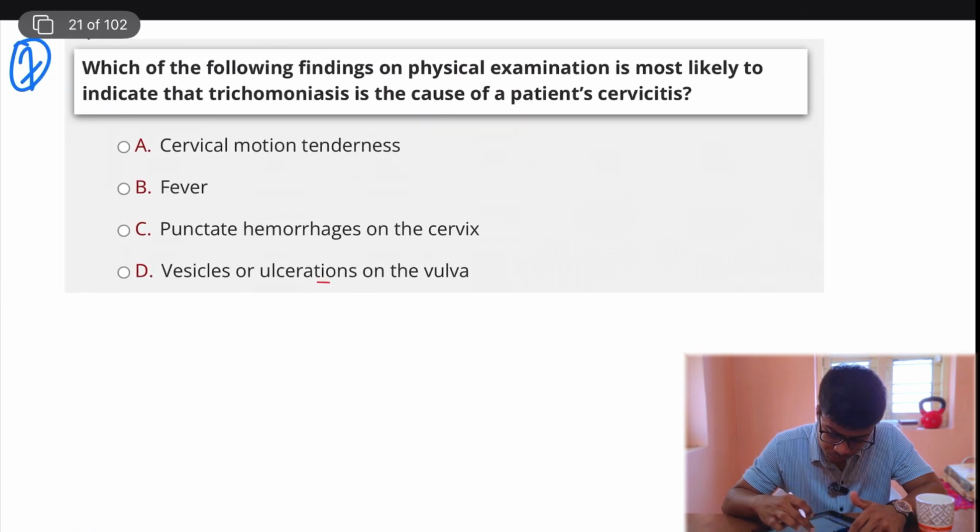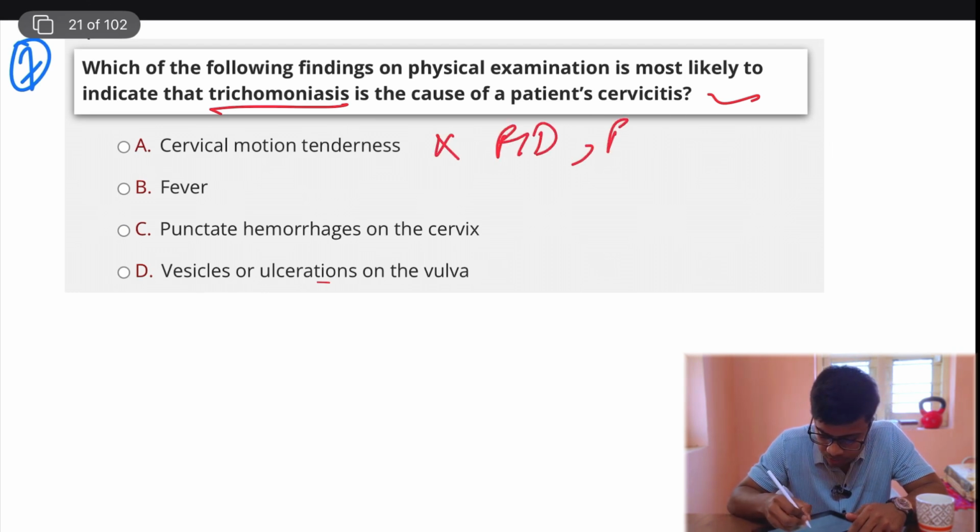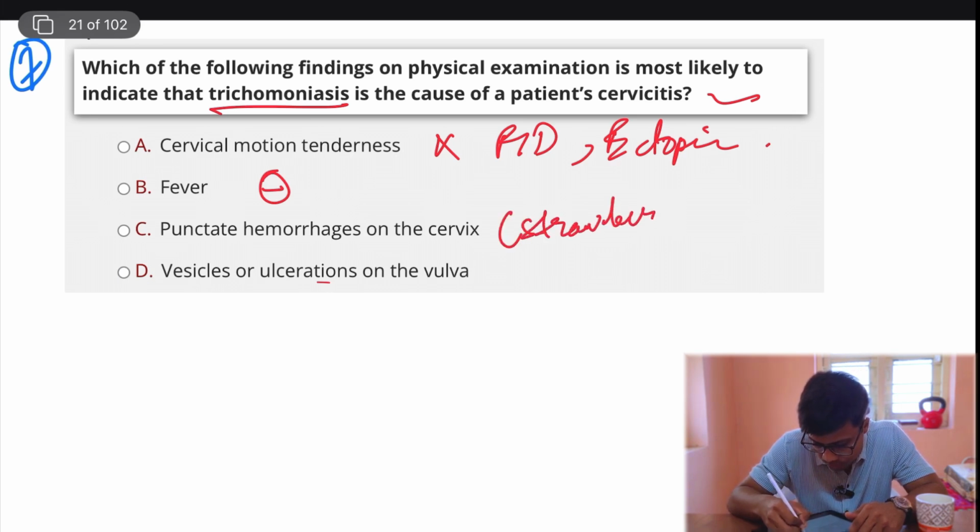Next question. Which of the following findings on physical examination is most likely to indicate that Trichomonas is the cause of the patient's cervicitis? That's important. Trichomonas. I have previously discussed there is something called strawberry cervix. This question is related to this. So let's see. Cervical motion tenderness, no. That is PID, in PID we see an ectopic pregnancy. Fever, no. Punctate hemorrhage on cervix, yes, of course. This is only the strawberry cervix.